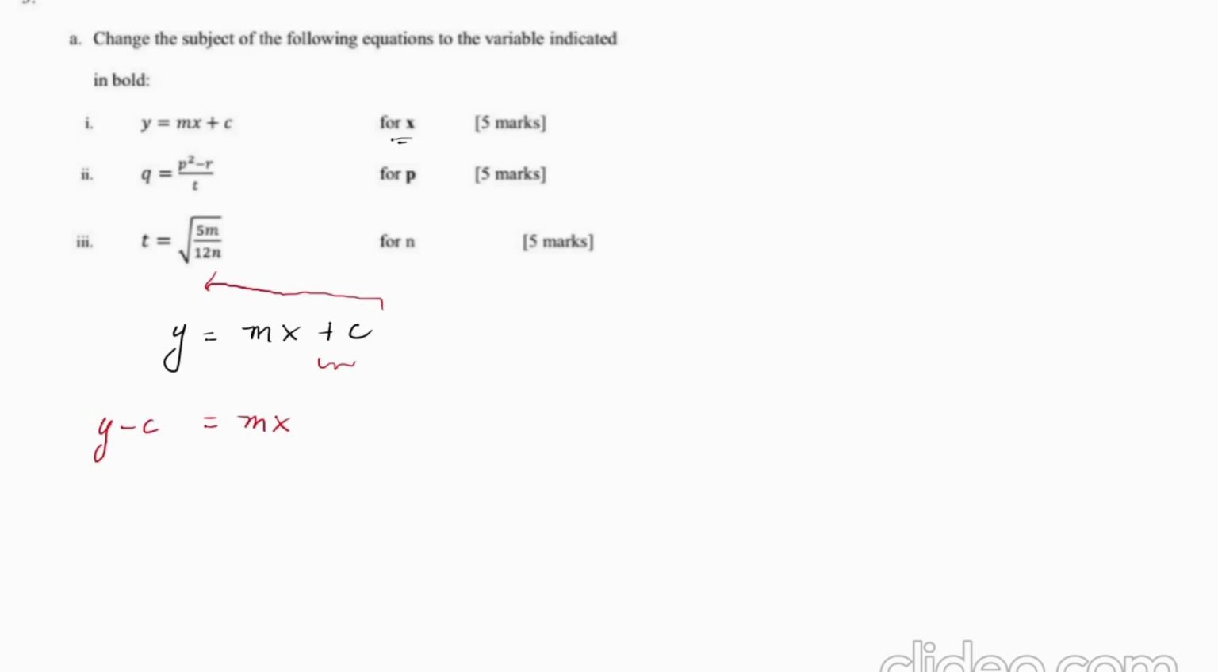That's my first step. My second issue is this m right here. I've got to get rid of that. To get rid of that, I've got to divide the right hand side by m. But what I do on one side, I've got to do on the other side. So once I cancel these out, I'm left with x is equal to y minus c over m, and that's it. That's number one.